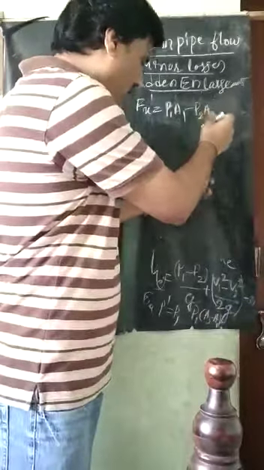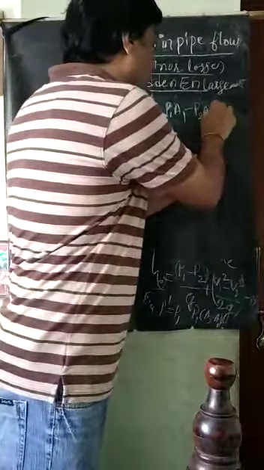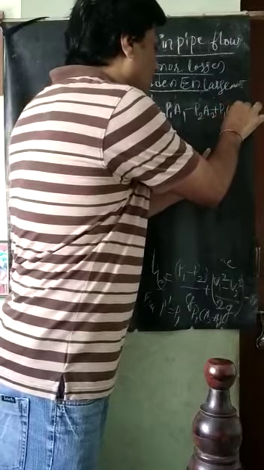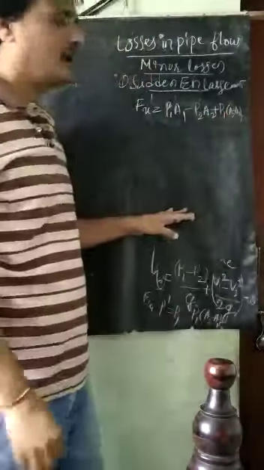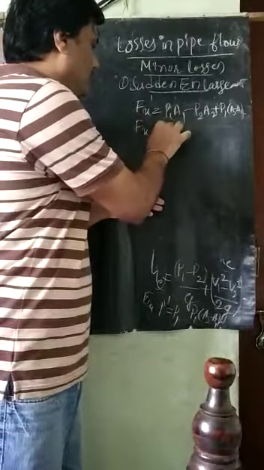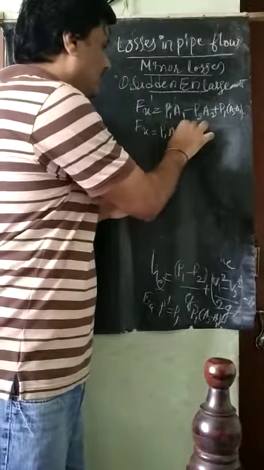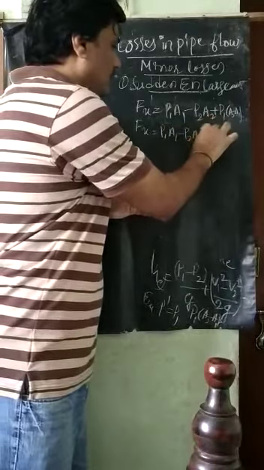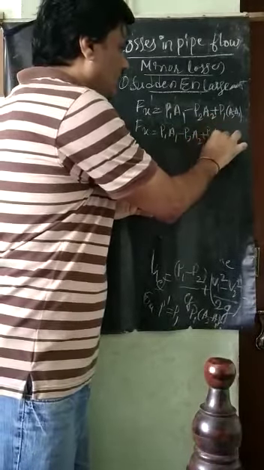So therefore it is plus P1 in bracket A2 minus A1. I will expand this one now. Fx is equal to P1 A1 minus P2 A2, then plus P1 A2 minus P1 A1. Now this P1 A1 and this P1 A1 will get cancelled here.